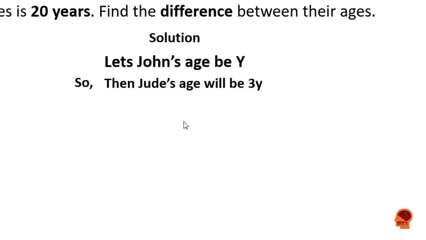Are you following? Now it says the sum of their ages must be equal to 20 years. So we are going to add John's and Jude's ages and equate it to 20. And then you have something like this. Fantastic. Now y plus 3y gives us 4y, equals 20.